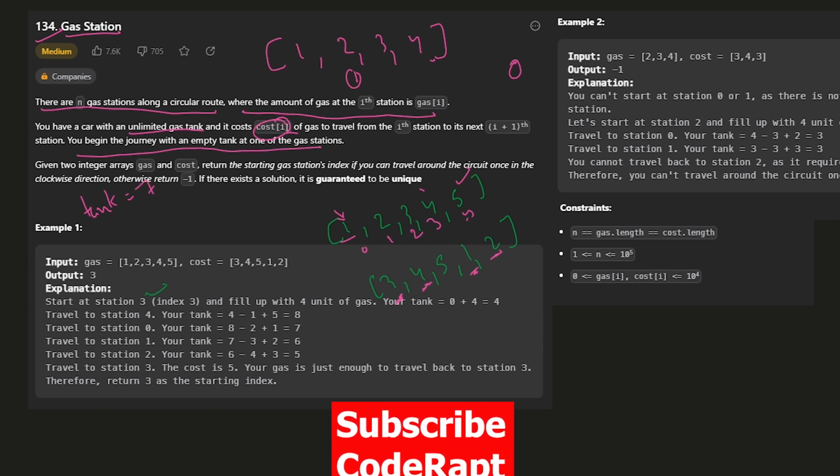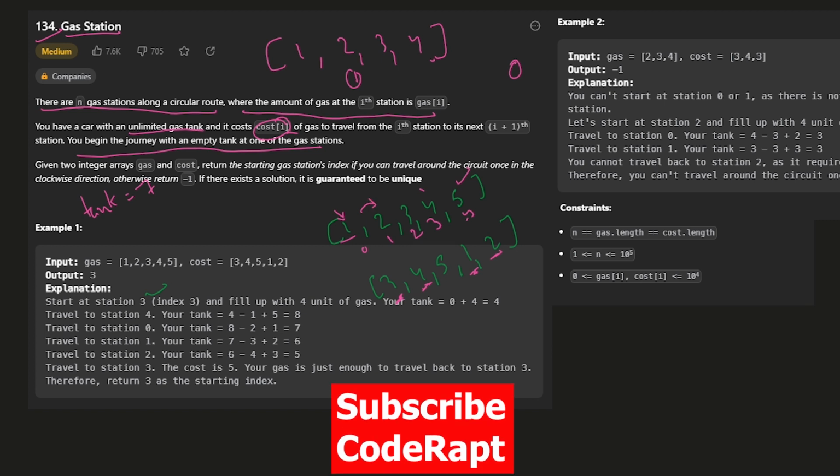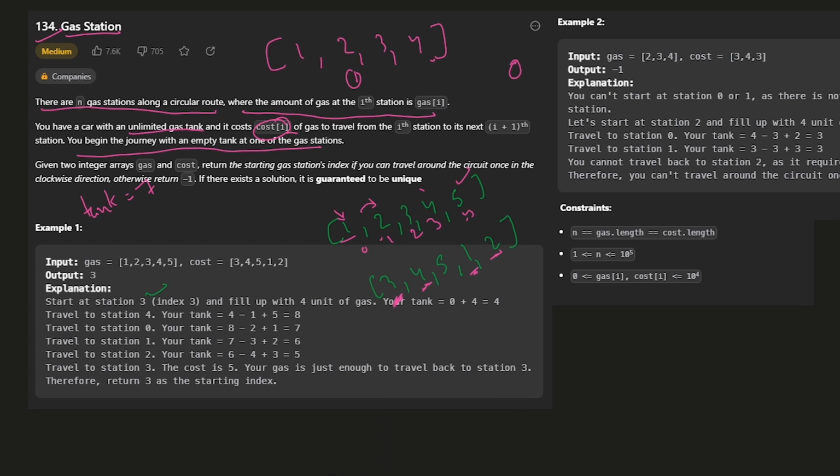Now after that we have to move to this second value, that means first index. So we can say spend this much amount 3 and add 2, right? So 7 minus 3 is nothing but 4. 4 plus 2 is 6. So we have still 6 amount of gas in our tank.